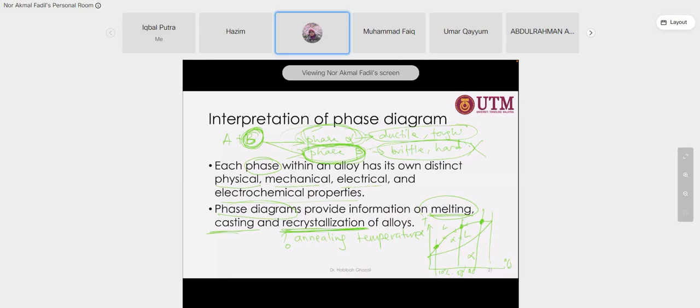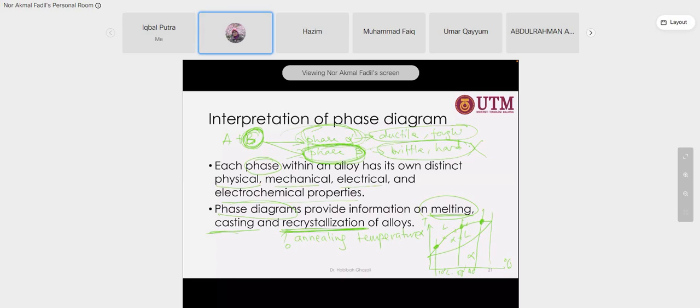So almost melting. Yes. Almost melting. Okay. So you can do annealing at that low temperature? What? Apa dia? Macam ada bunyi tadi. Give me the correct answer.